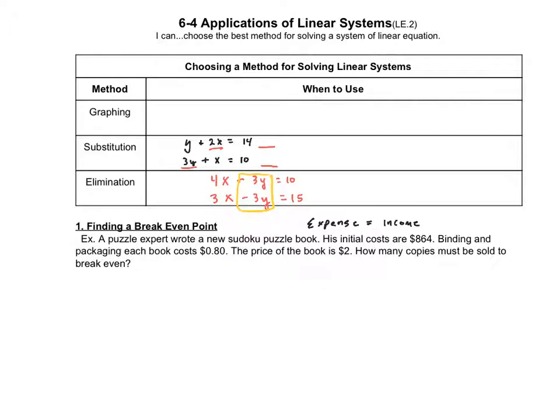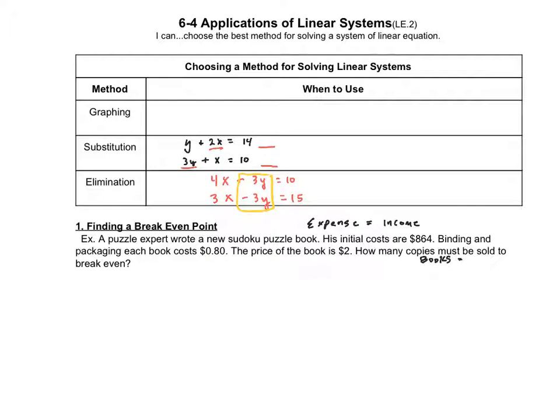In doing that, what we want to do is create an equation based on expenses and income. In this example, a puzzle expert wrote a new Sudoku puzzle book. His initial costs were $864. Binding and packaging each book cost 80 cents, or $0.80, and the price of the book is $2. How many copies must be sold to break even? So in this case, how many copies of books, right? That's going to be our variable. That's going to be our input.